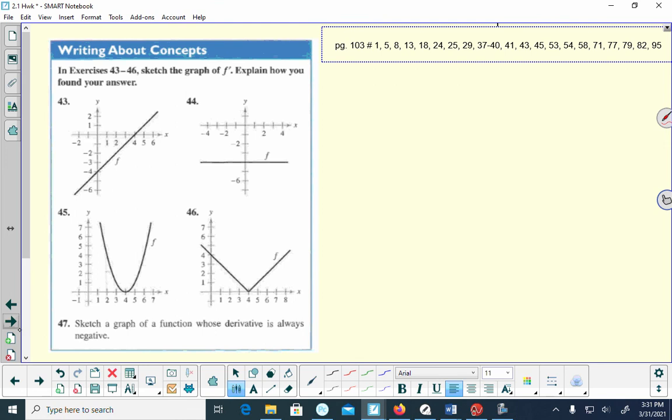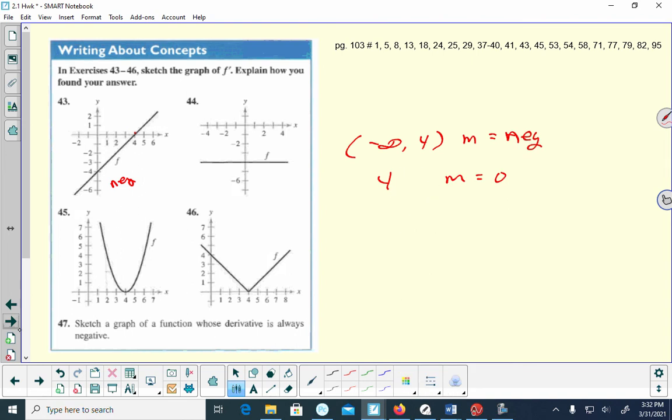43, it says sketch the graph of f, explain the derivative of x, explain how you got your answer. So this is where I'm going to look at the graph and I'm going to sort of guesstimate. So here's what I want. So up until 4, it's negative. So from like -infinity to 4, my slope is negative. Then at 4, it looks like my slope is 0 because it crosses through 0. And then after 4, so from 4 to positive infinity, my slope is a positive number.